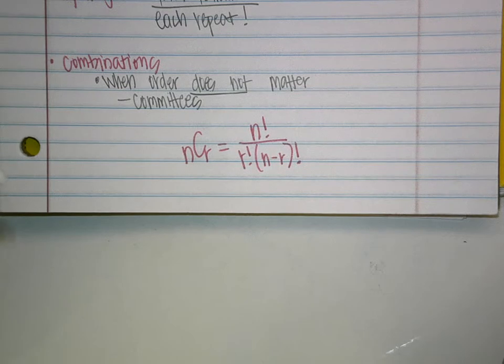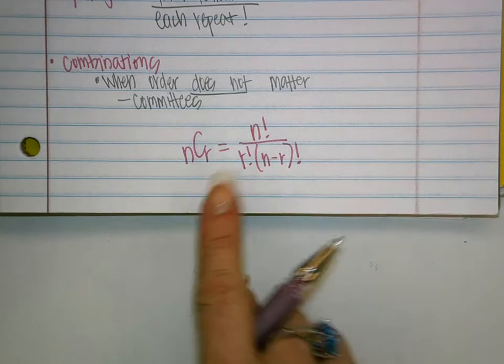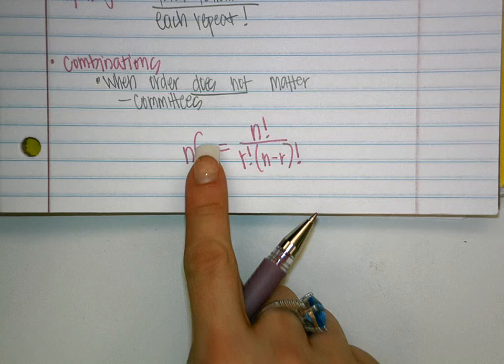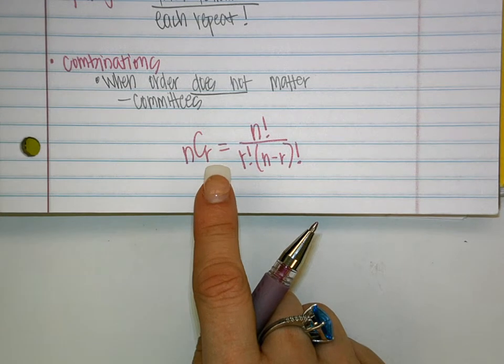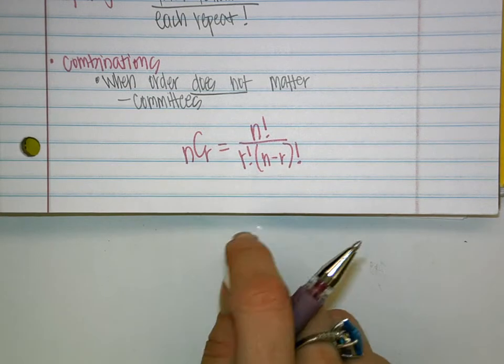Why is there a C in the equation? Combination? Well, I guess C stands for combination. That makes sense, and permutation has a P, yes.